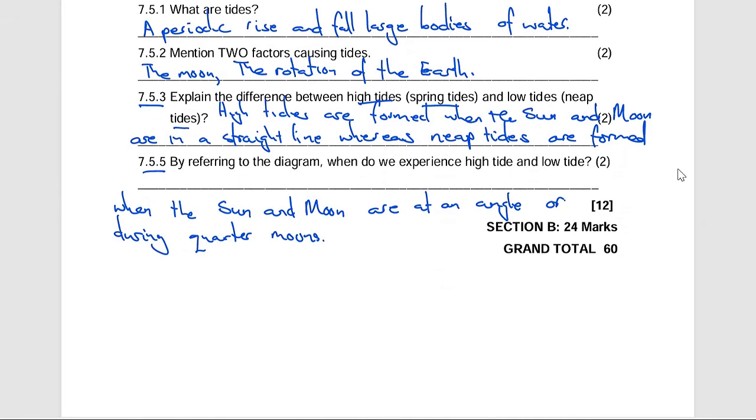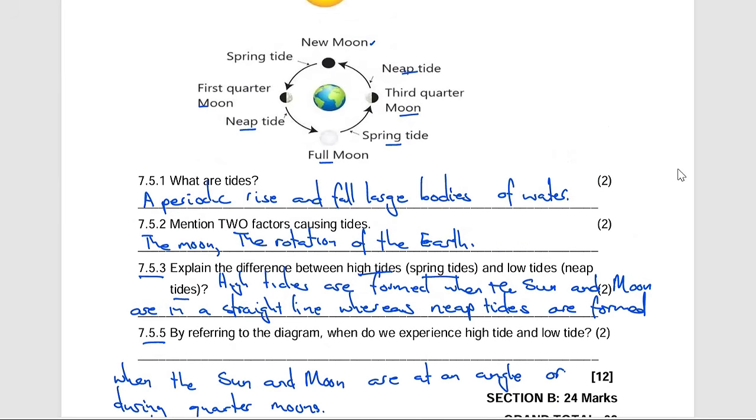Then moving on to question 7.5.5. It reads, by referring to the diagram, when do we experience high tides and low tides? High tides are formed during this full moon. Whenever it's full moon, we're experiencing what we refer to as high tides, when the moon and the sun are aligned. That's where we're going to have our high tides, whereas low tides occur during the quarter moon.